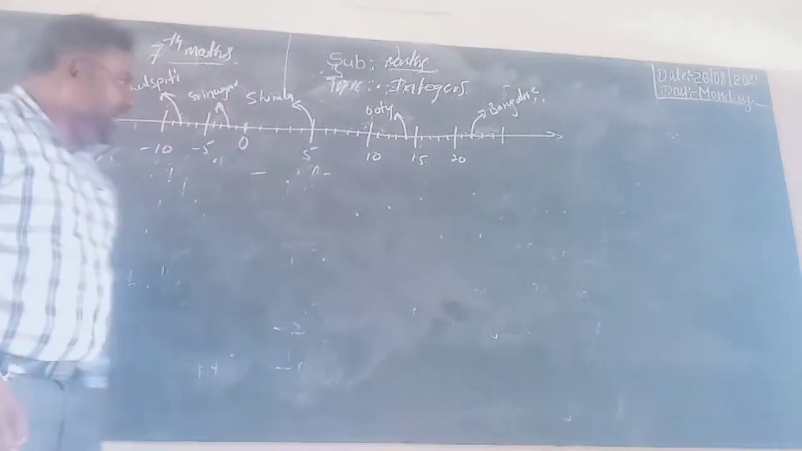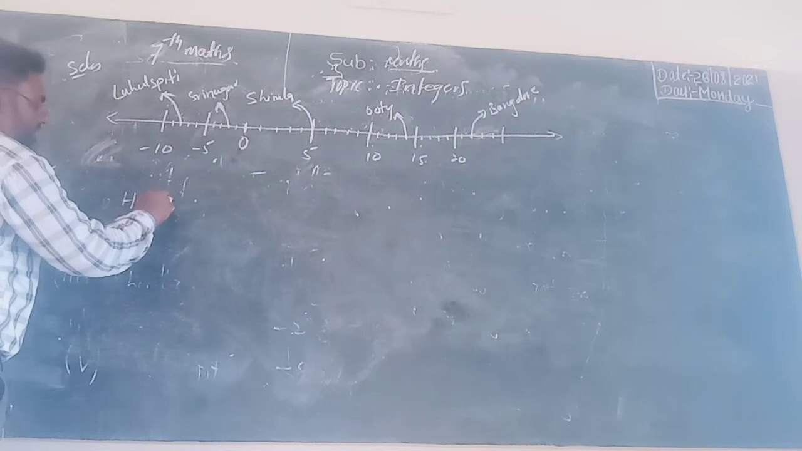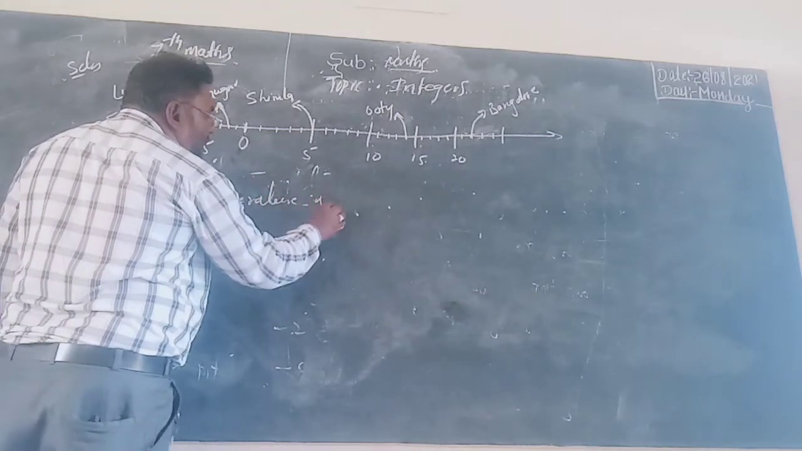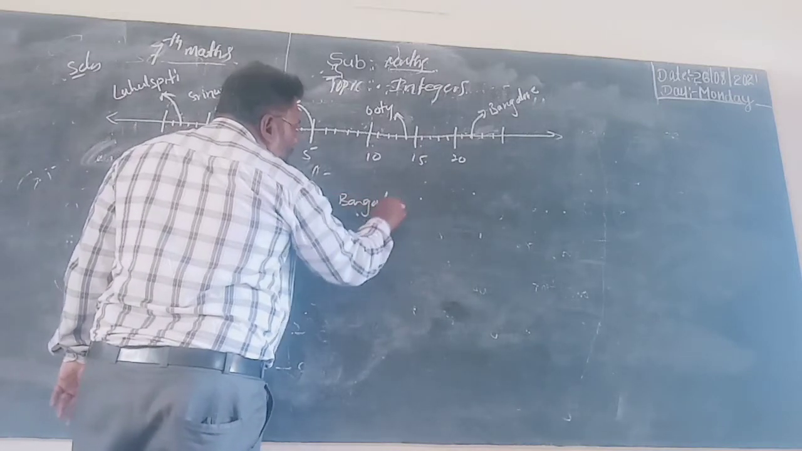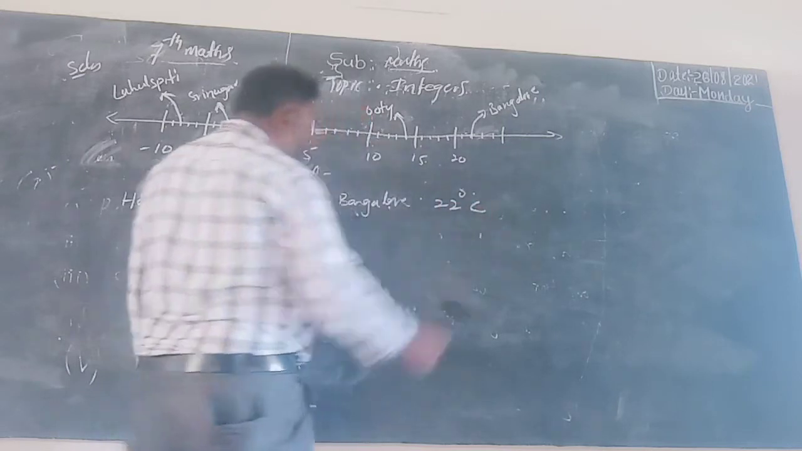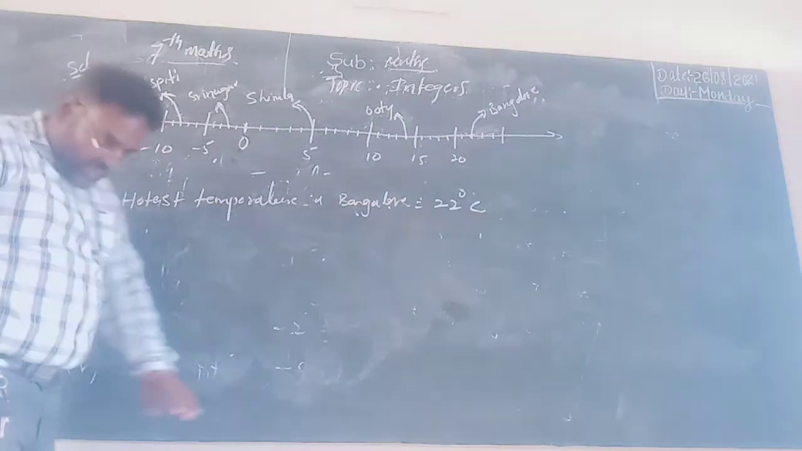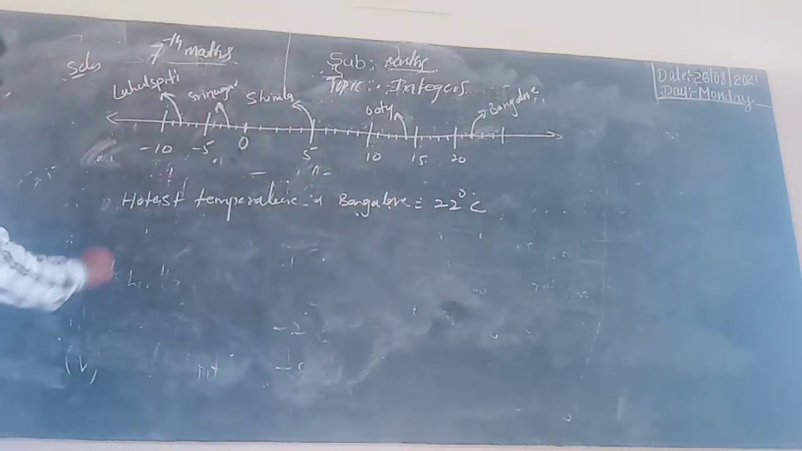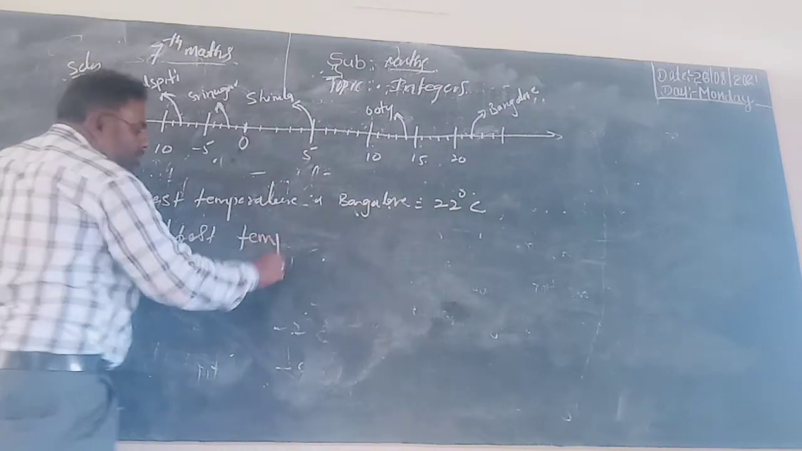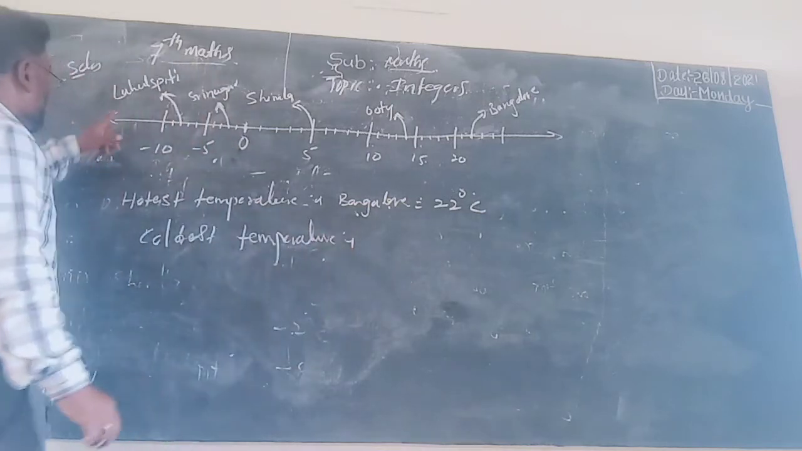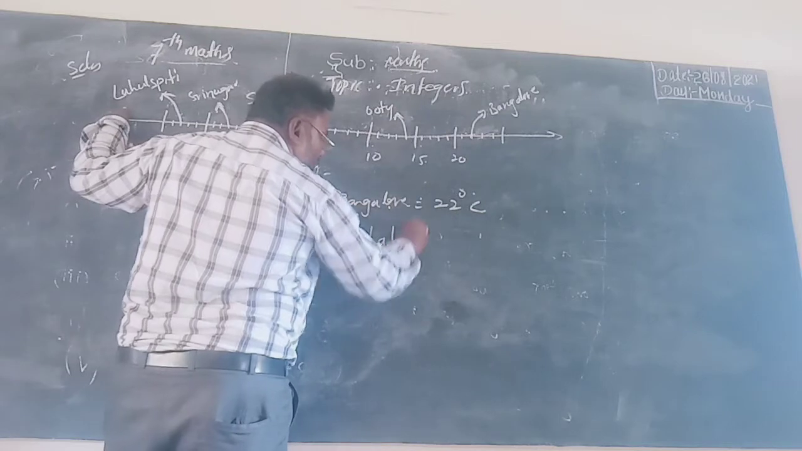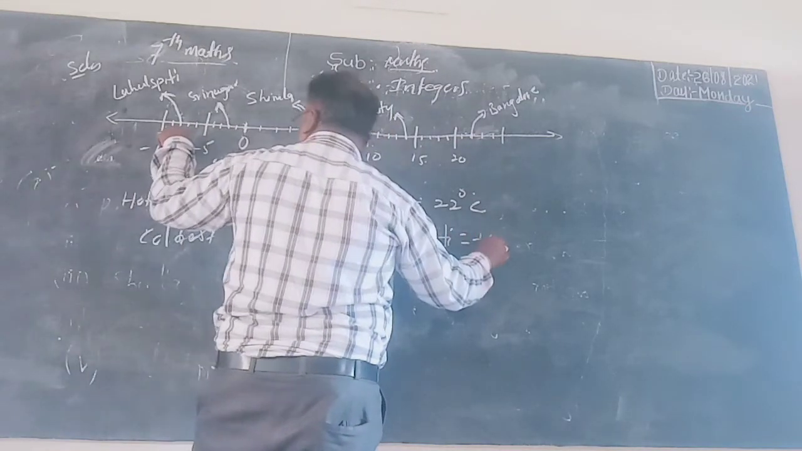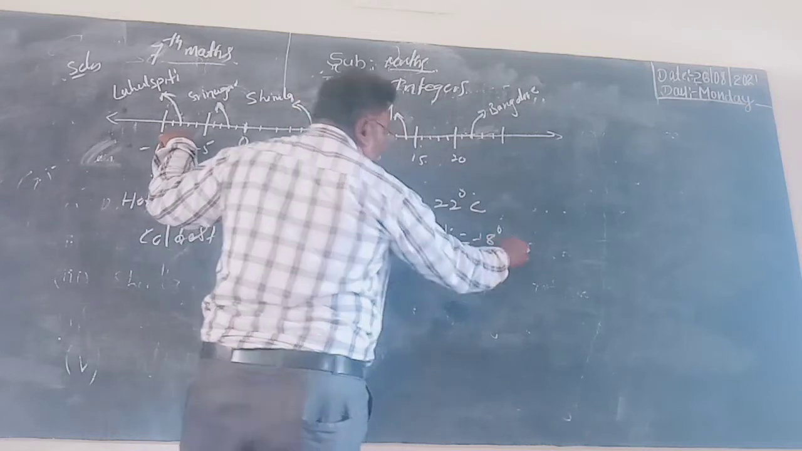Which is the hottest city? The hottest temperature is Bangalore, that is 22 degrees centigrade. Then the coldest temperature is Lahul Spiti. That is minus 8 degrees centigrade.